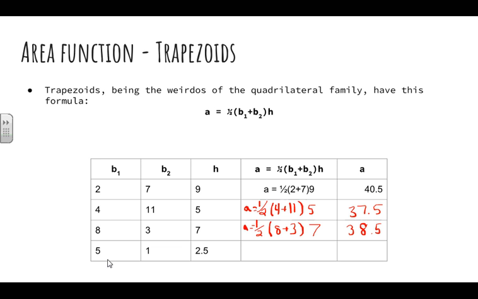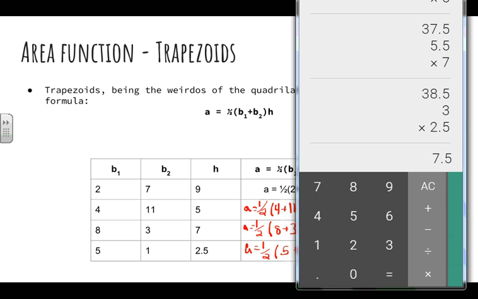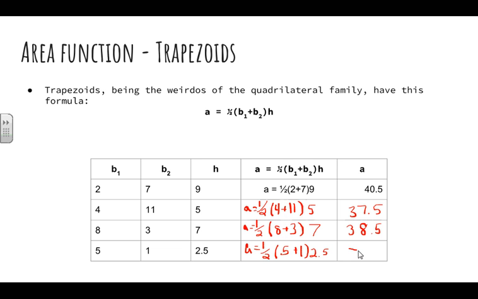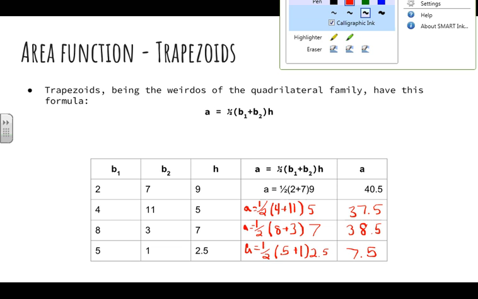Okay, last trapezoid, we have a base of 5, a base of 1, and a height of 2.5. So our area equals 1/2 times 5 plus 1 times 2.5. So 5 plus 1 is 6. 6 times a half is 3. And 3 times 2.5 is 7.5. All right, that's trapezoids.